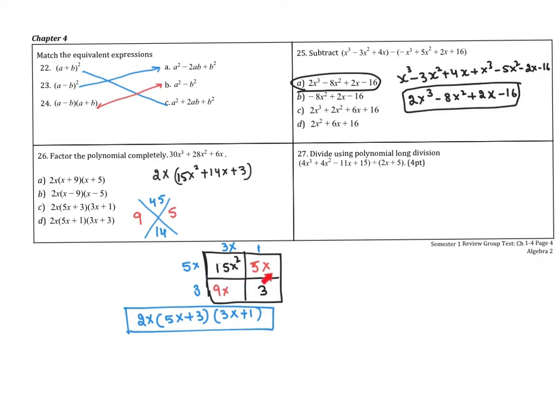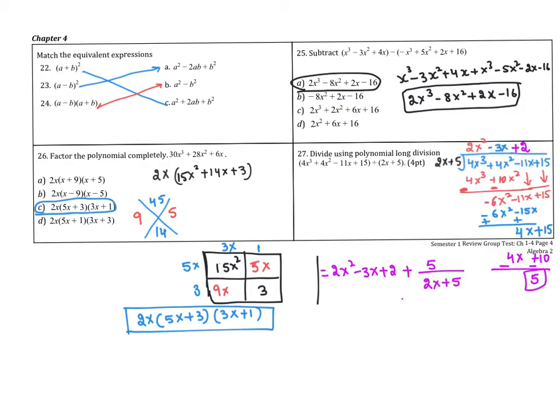The GCF of the first row is 5x. 5x times 3x is 15x squared. 5x times 1 is 5x. And 3 times 3x is 9x. 3 times 1 is 3. The outer numbers make two factors, which are these ones. And then the 2x that we took out in the beginning will stay as it is. So the option is going to be letter C.